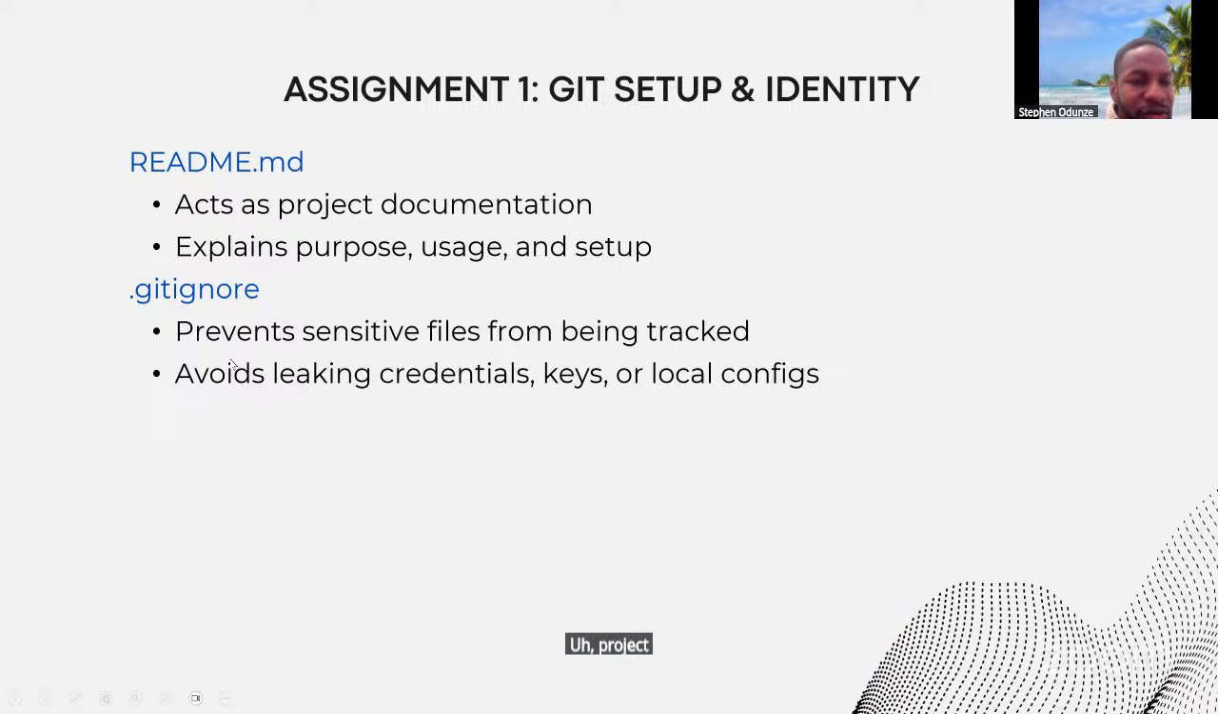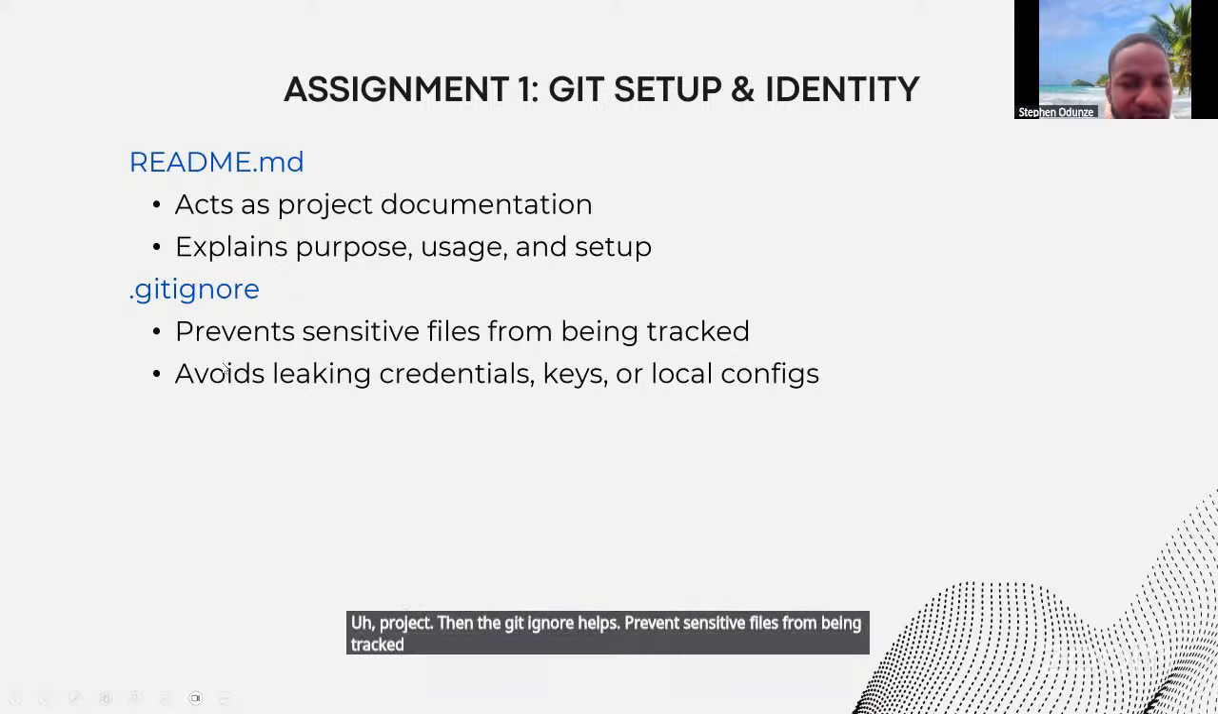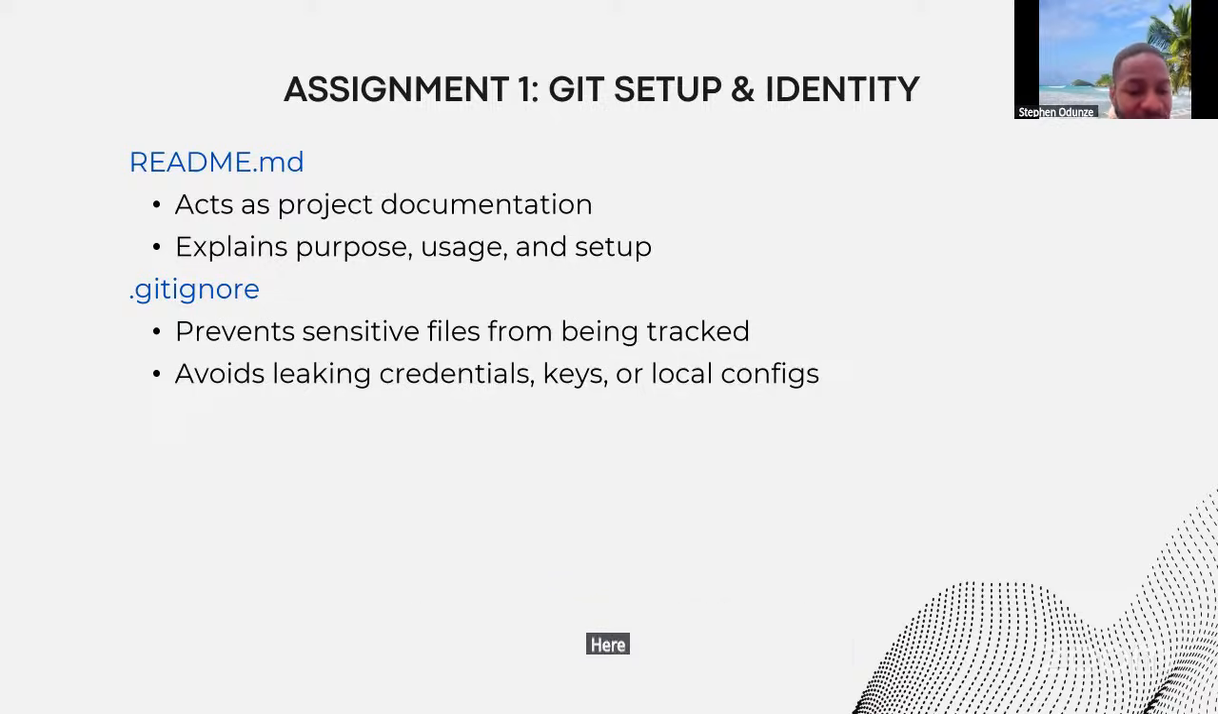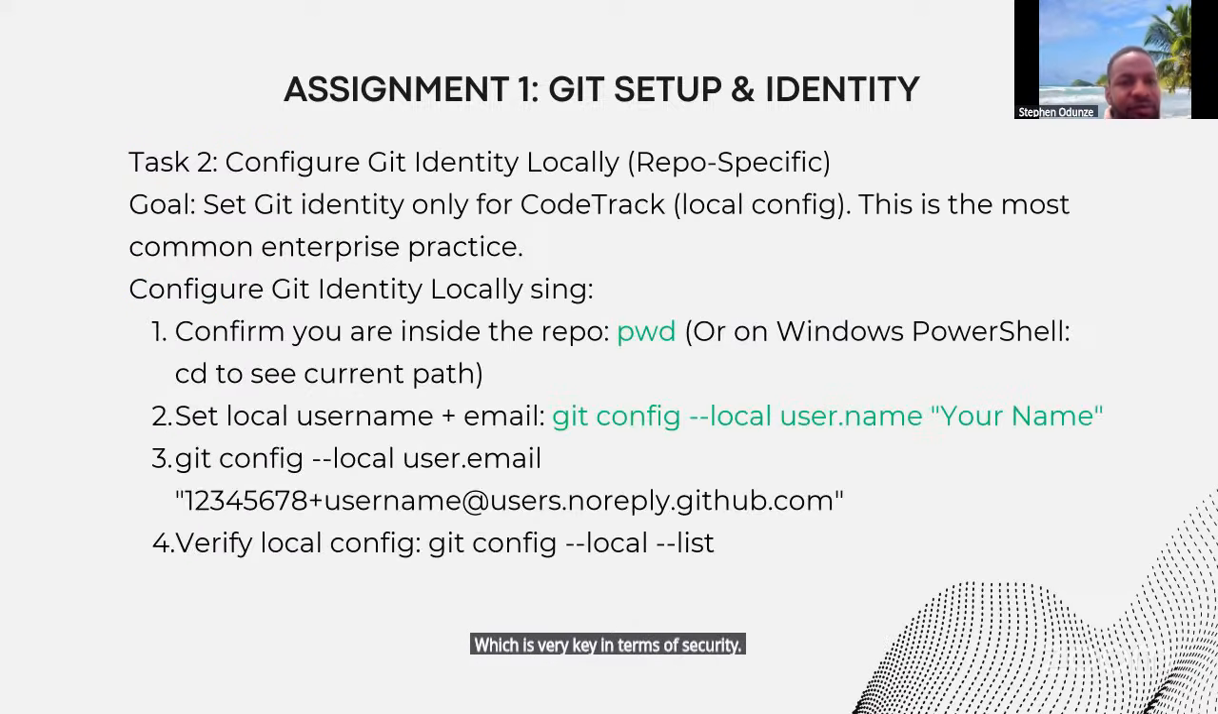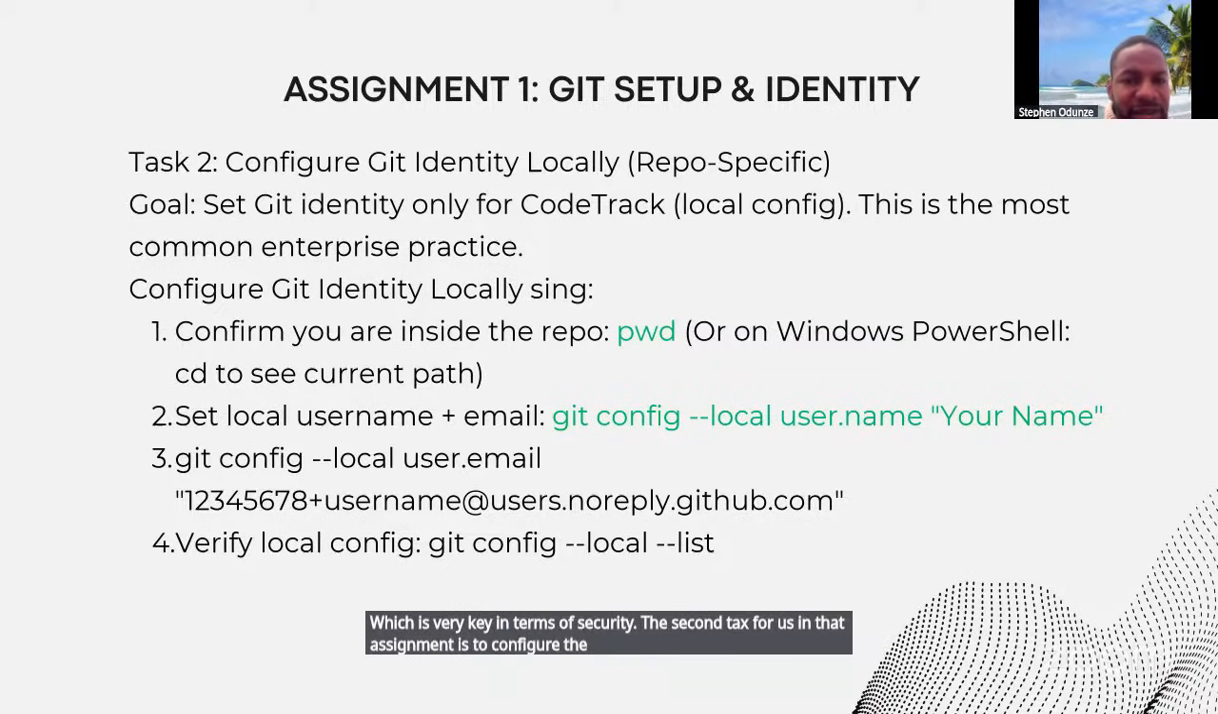Then the Git ignore helps prevent sensitive files from being tracked. It avoids leaking of credentials, keys, and local configurations. Here you keep your secret keys, passwords, and other documents you do not want to go public, which is very key in terms of security. The second task for us in that assignment is to configure the Git identity, both local and global.